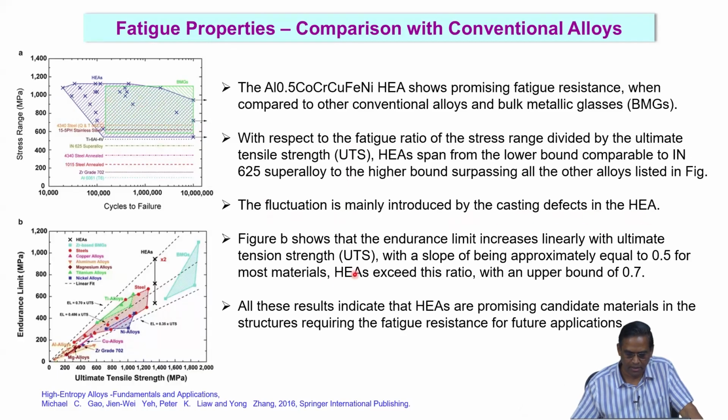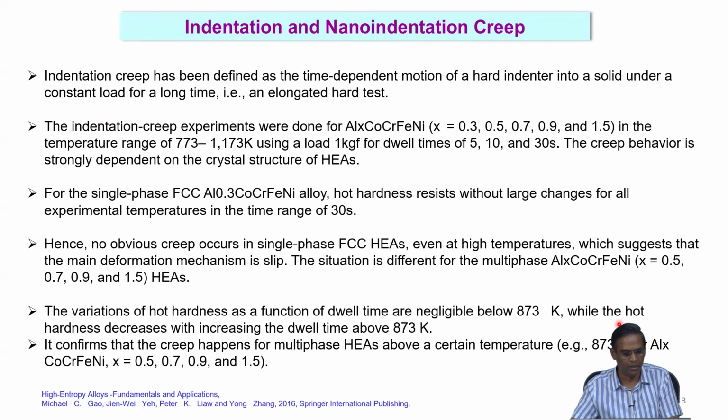Again, the scatter is basically because of the casting defects, and this figure shows the endurance limit increases linearly with the ultimate tensile strength. So, this is a correlation between endurance limit and ultimate strength, and then they are compared with the conventional materials. And then you see that high-entropy alloys are placed at a very high UTS and endurance limit domain, okay. So, all these results indicate that high-entropy alloys are promising candidate materials in structures requiring fatigue resistance for future applications.